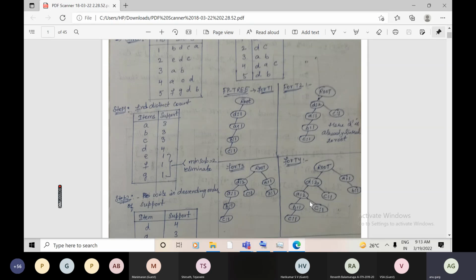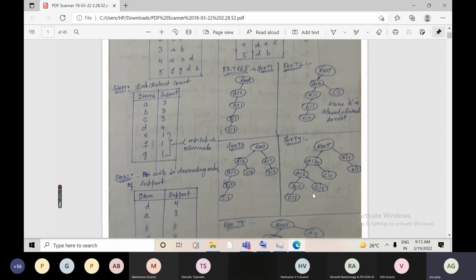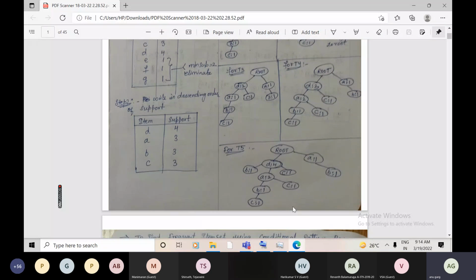Because you are connecting this C with your A and D, right? D, A, C. So you increase the support of D by 1 and A also by 1. Next, last transaction, transaction number 5, which is DB. So D is already connected to root, but you have to connect B to D and increase the support of D. So if you see, this will be your final FP tree.